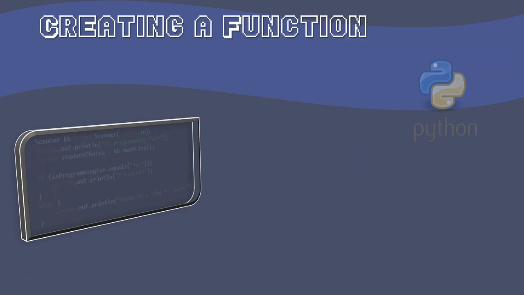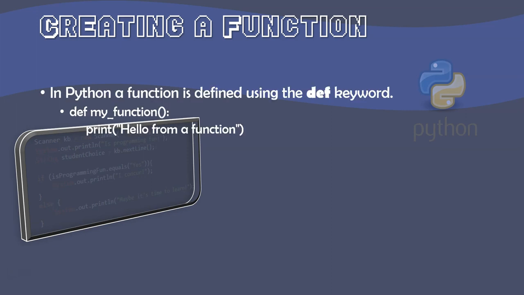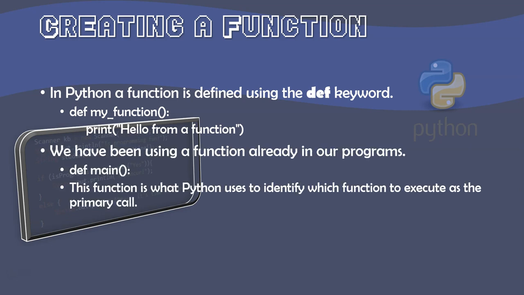So let's look at actually creating a function. In Python, a function is defined using the def keyword, so def. So, for example, we say def my function, and it has a simple print statement. It just says hello from a function.